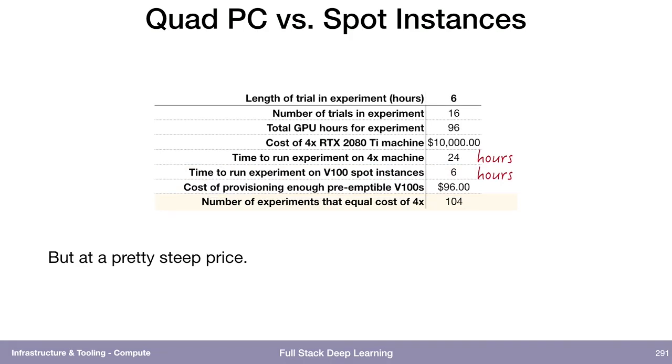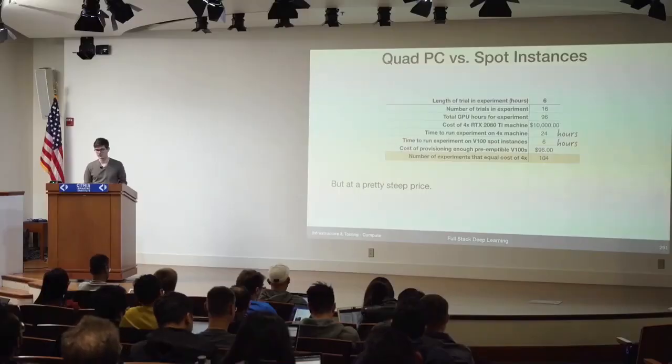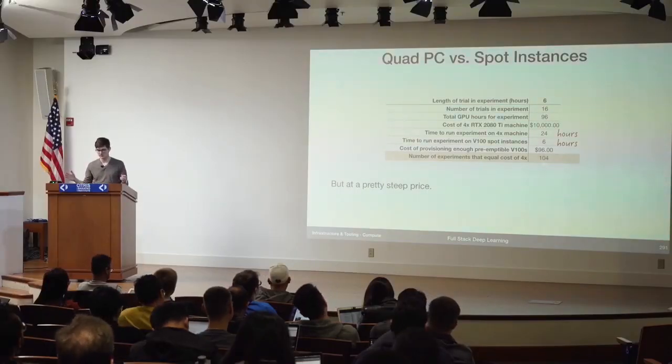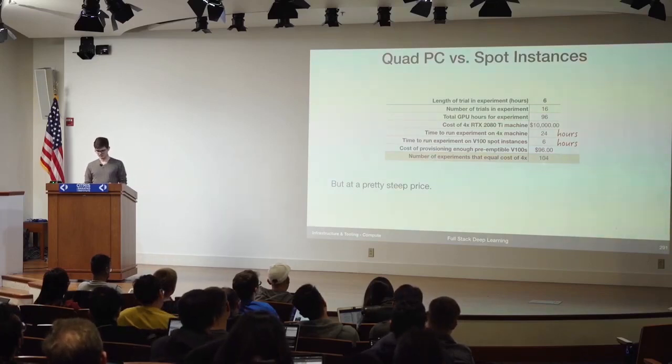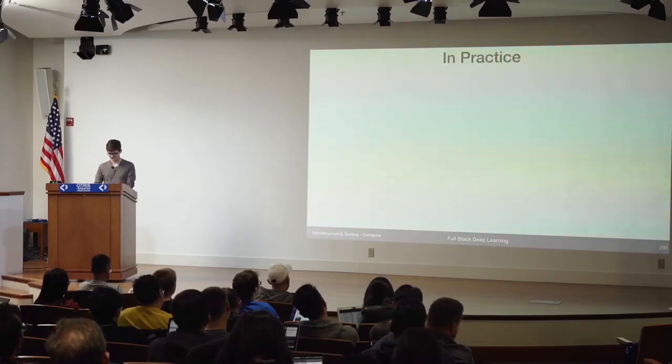But the thing to think about is, what is the price of that? What number of experiments like this would you have to run before that equals the cost of building the machine? It's like 100 experiments. So after you run 100 experiments, you would have been better off having the machine. So it really depends on how you think about iteration cycle speed and time.